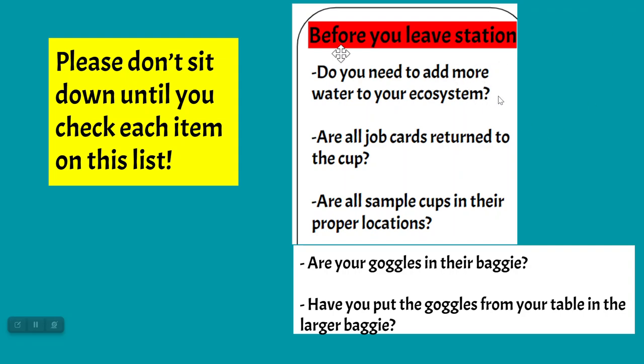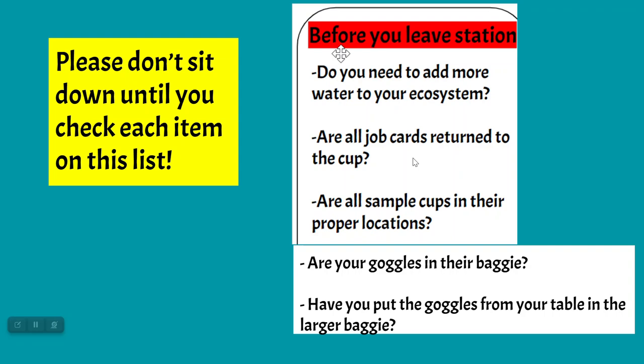Okay, at the end of each testing set, we want to just make sure that we haven't depleted too much water, because when you take your water samples out, you do not return them to the ecosystem. So we just want to make sure the water levels don't get too low. Make sure that those job cards are returned to the cup or the basket.